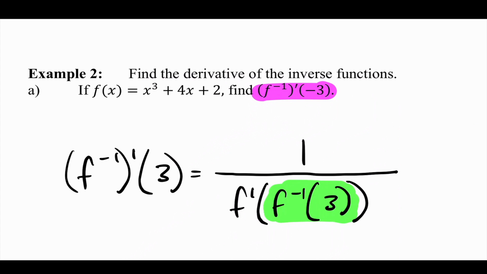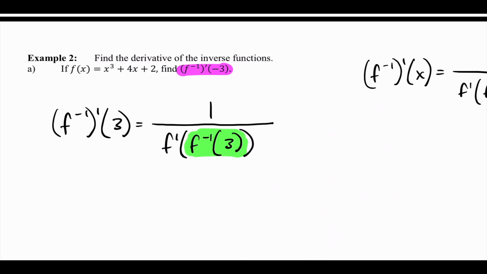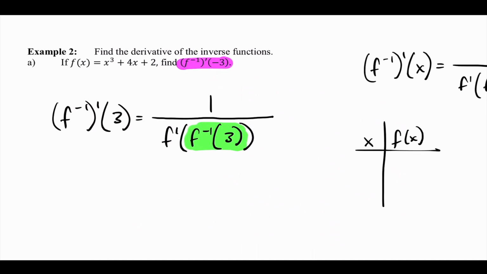Well, this is where you make a table. So what I'm going to do is make a table for f. So f of x. What do I get for f when I plug in 3? Sorry, not 3, negative 3. I put in a 3, but it should have been negative 3 because that's what they're asking.